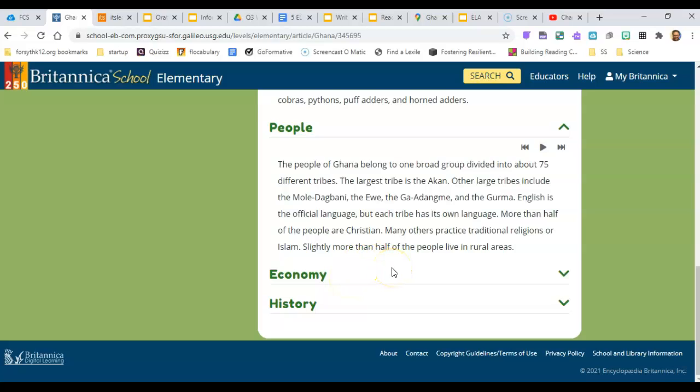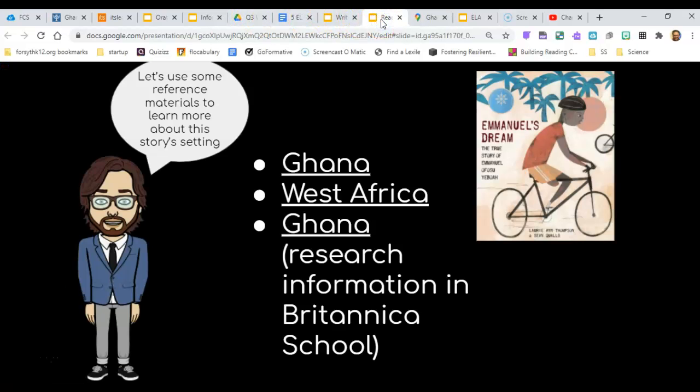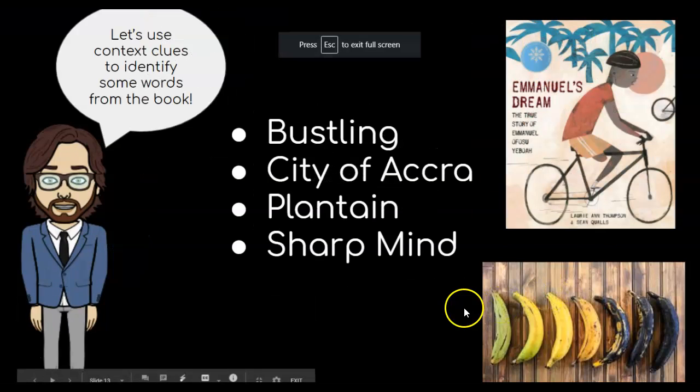The people of Ghana belong to a group of about 75 different tribes. And so there's a lot of tribes in Africa. And so specifically different regions in Ghana, there's tribes related to Ghana specifically. So as we talk about this, reference materials are really going to help you understand stories more. So I encourage you to start looking things up as you read and come across it.